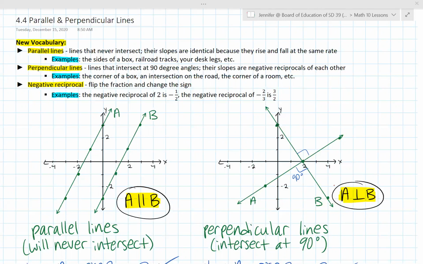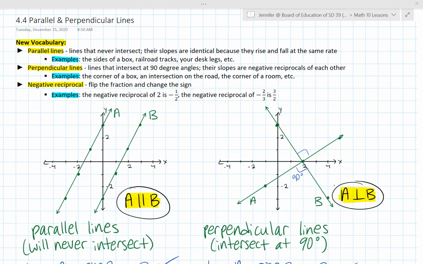Perpendicular lines are lines that intersect at a 90-degree angle. Their slopes are what are called negative reciprocals of each other. I'll explain what that is in a second. Examples of perpendicular lines in the real world might be across the corner of a box, an intersection on the road, the corner of a room, lots of examples.